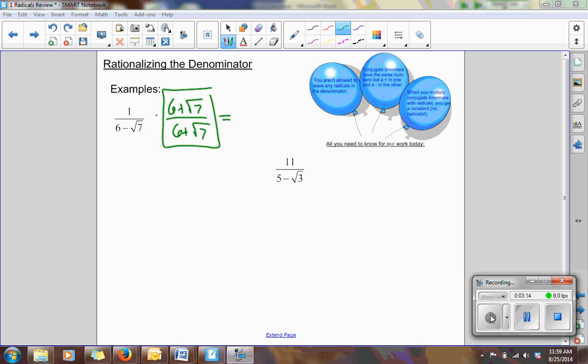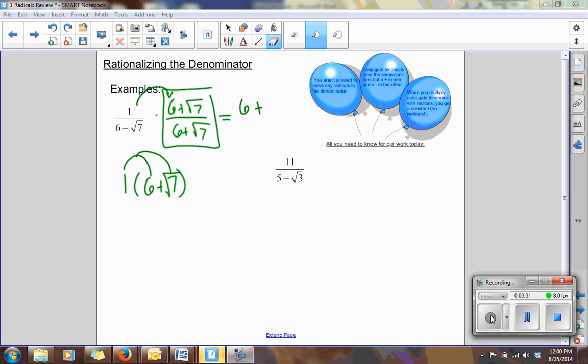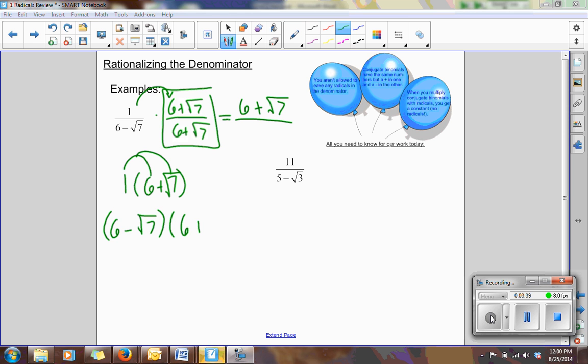Okay, so when we multiply in the numerator, basically what we've got here is 1 times 6 plus the square root of 7, the binomial. So we're going to distribute. 1 times 6 is, of course, 6. 1 times the square root of 7 is the square root of 7. In the denominator, we've got these two binomials multiplied by each other, these two conjugates: 6 plus the square root of 7 and 6 minus the square root of 7. So again, we FOIL. Our first one's 36.